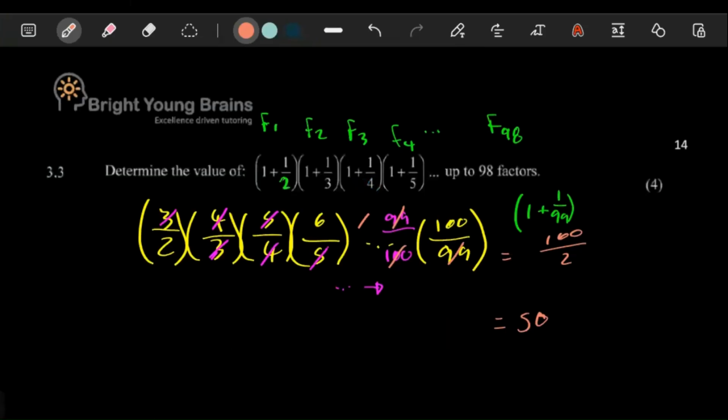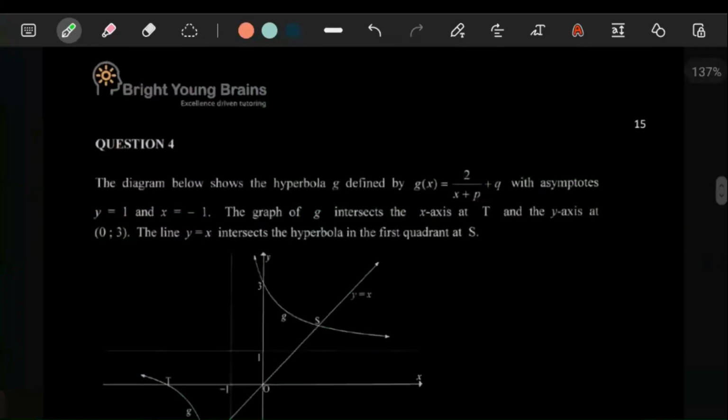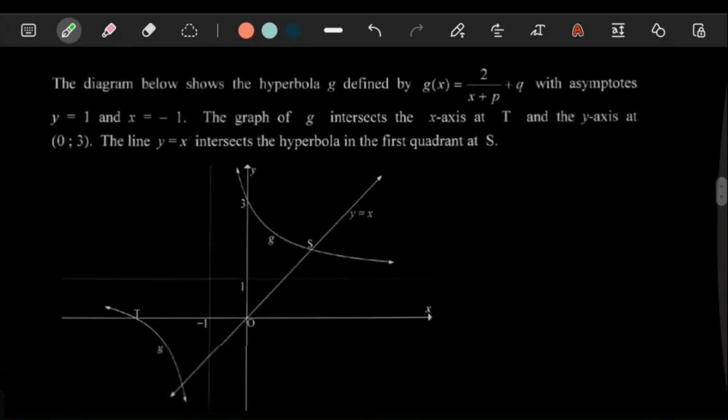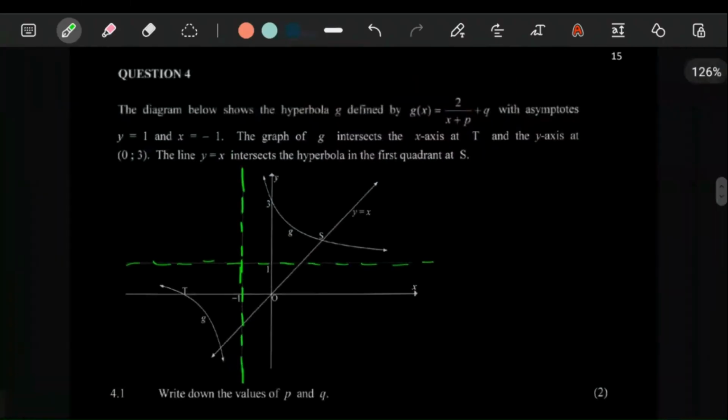The next question, with functions and graphs. They said here, the diagram below shows the hyperbola G defined by this equation, with asymptotes y equal to 1 and x equal to -1. Let's just highlight our asymptotes, because the asymptotes for a hyperbola are what will make or break you, because as long as you know your asymptotes, you will have a lot of information.